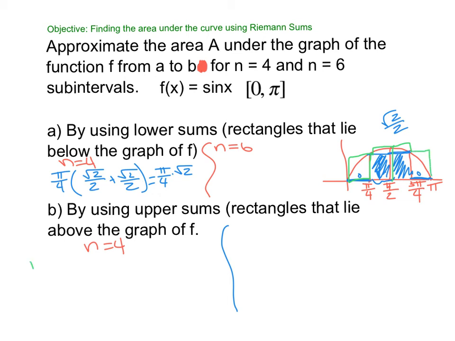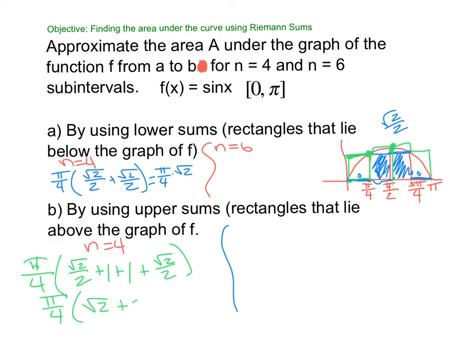So we still have our pi over 4 for each of them, but what are the heights of each of my rectangles? So the height here for this one is sine of pi over 4, which is root 2 over 2. What is the height here? Well, that's just sine of pi over 2. What's sine of pi over 2? That's 1. And then 1 again. And then root 2 over 2 again. So we get pi over 4 times root 2 plus 2.